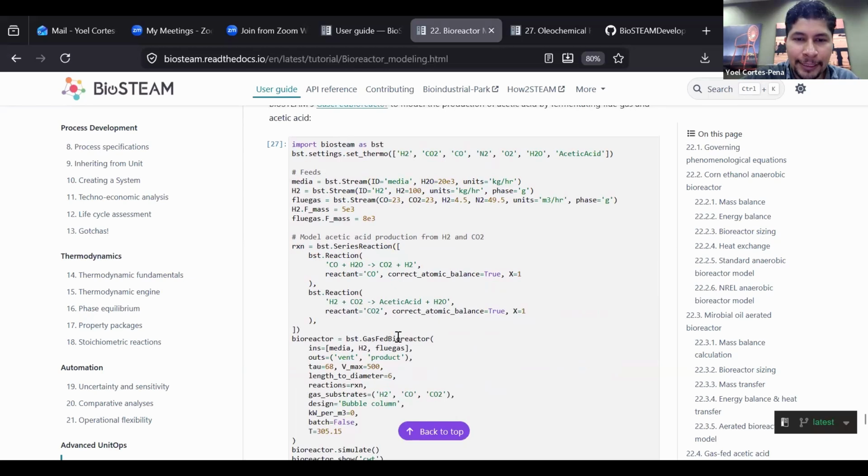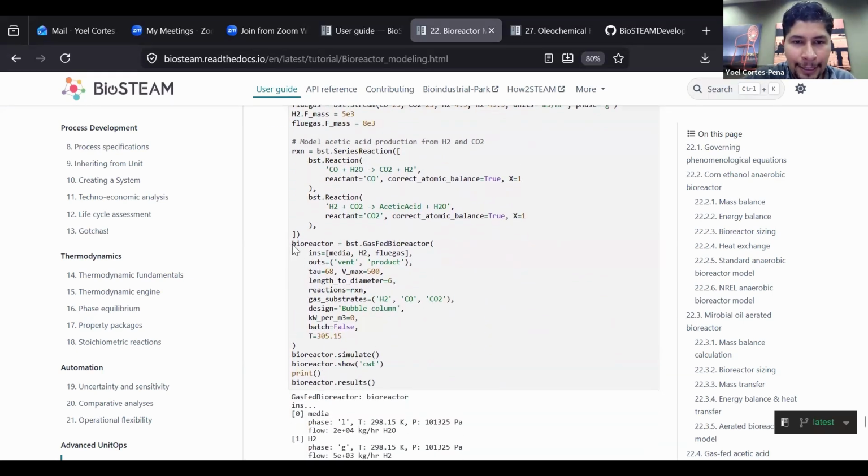Now, we need to use the gas-fed bioreactor unit operation to solve this problem of multiple substrates being transferred to the liquid. So here we have our media, hydrogen, and our flue gas. Then here we have the reactions that take place to convert the flue gas and hydrogen into acetic acid. And finally here we have our gas-fed bioreactor with our three inputs: the media and the additional gas phases.